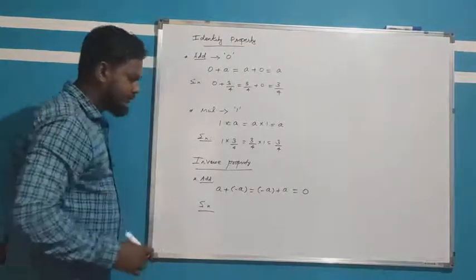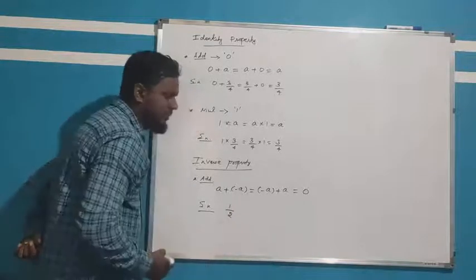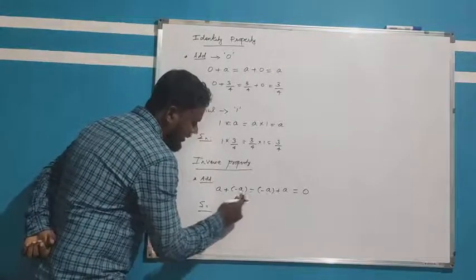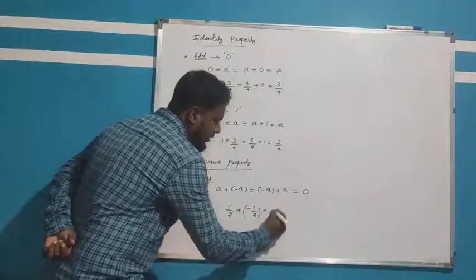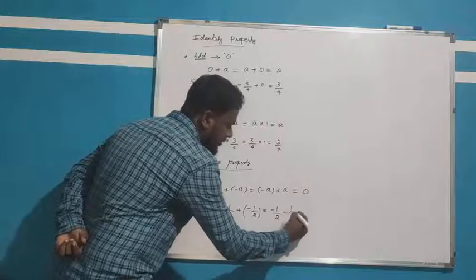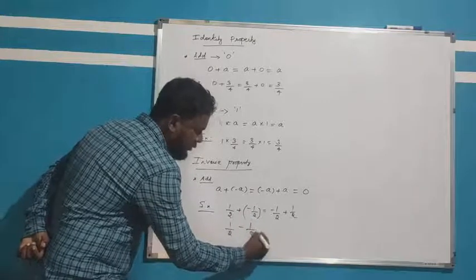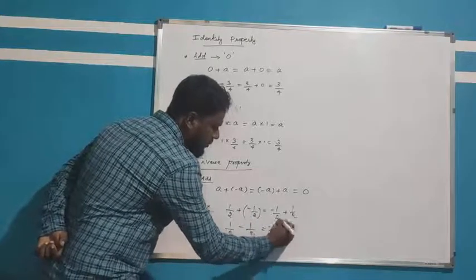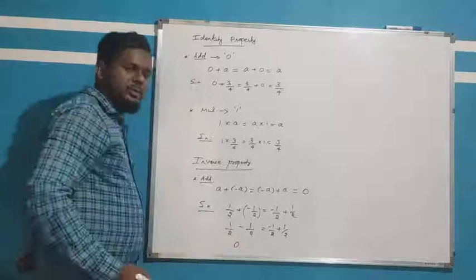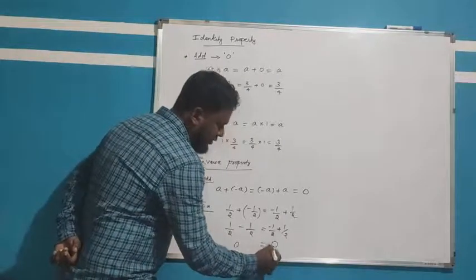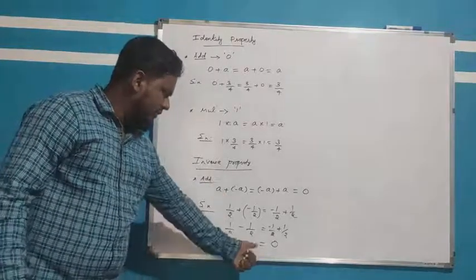For example, a value is 1 by 2, so the additive inverse is minus 1 by 2. So minus 1 by 2 plus 1 by 2, same denominator, gives 0. If you add the inverse, we get 0 only.